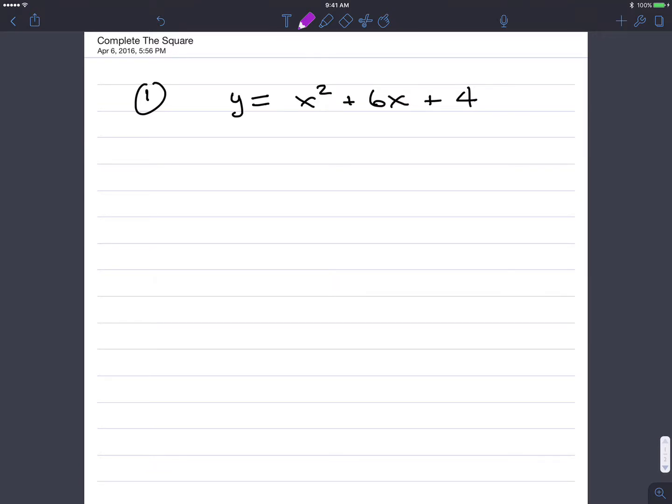This is the complete the square homework solution set. Now notice we're given a quadratic. We're going to review a bit here from what we talked about in class. Ax squared plus bx plus c. We have a nice quadratic.